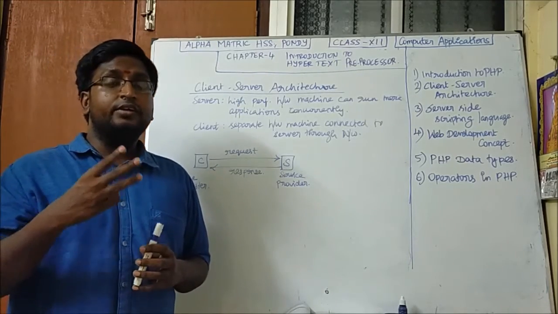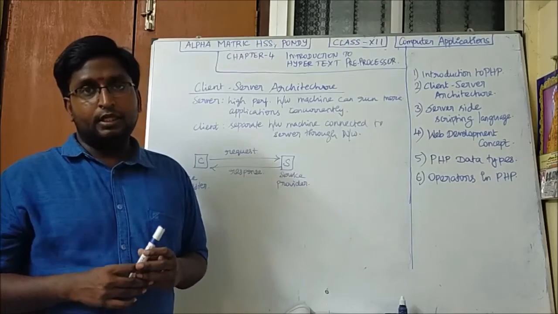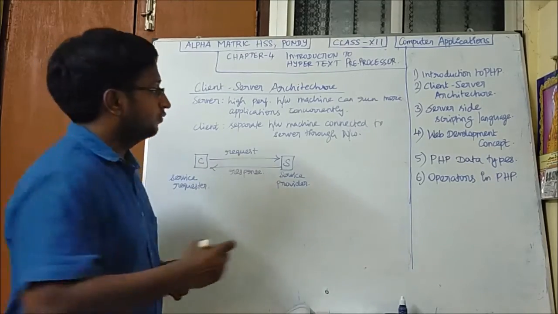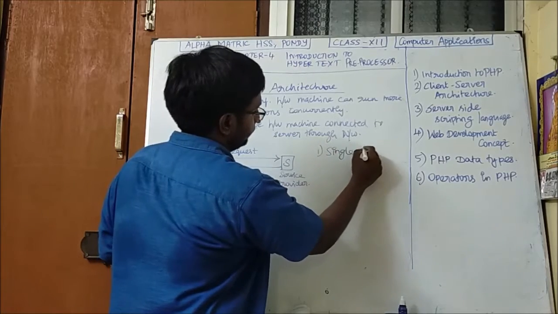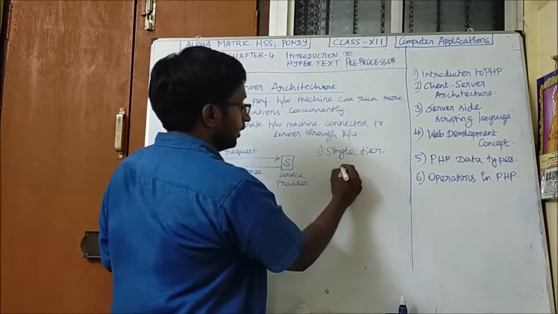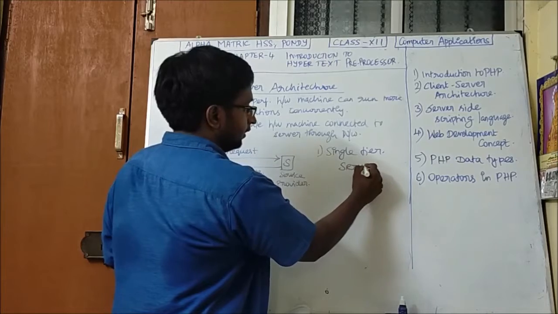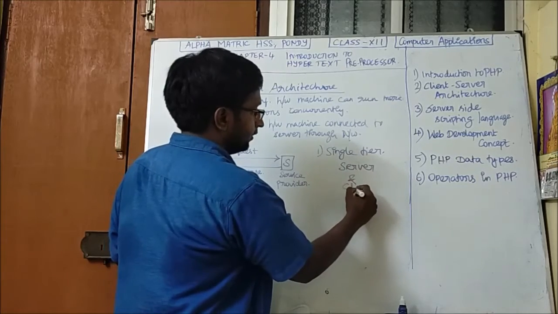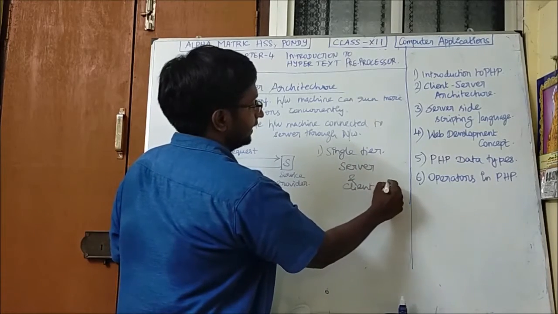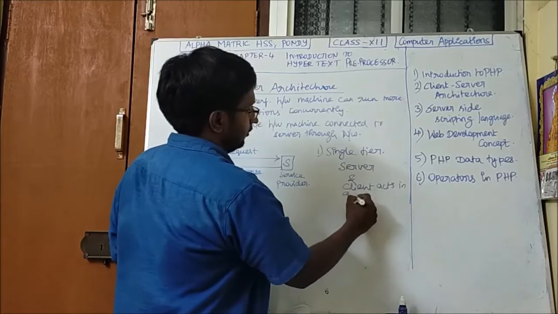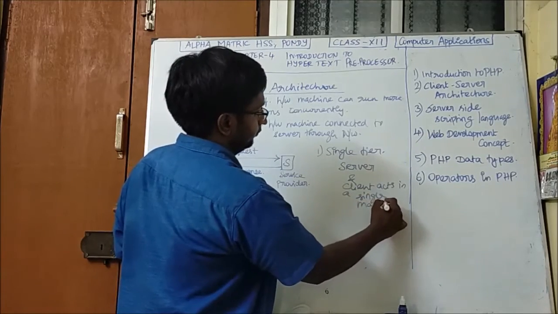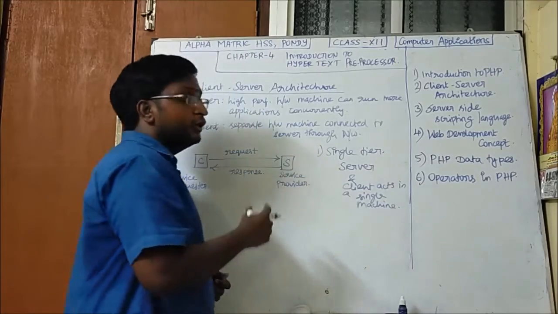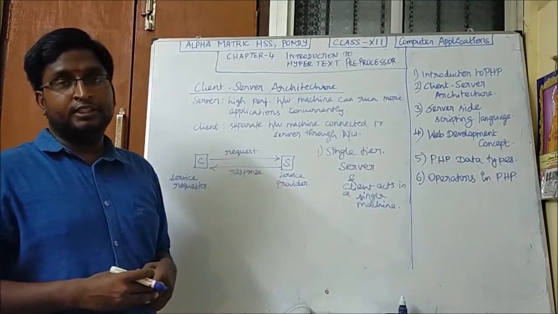There are three types of architecture that we are going to discuss. The first one is single tier architecture. It's nothing but both the server and client act in a single machine. There will be no intermediate layers.